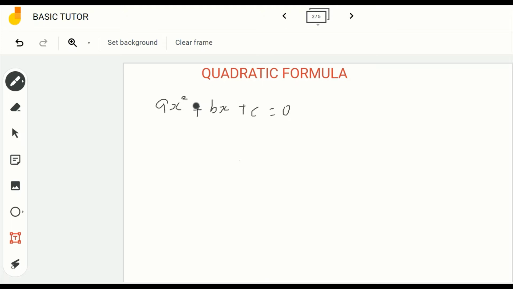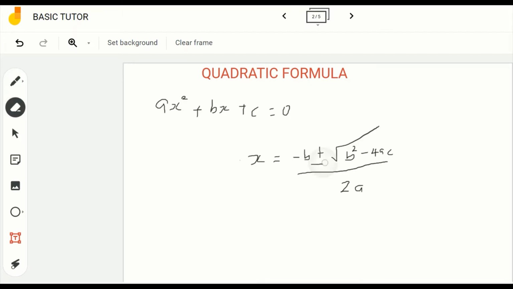And the quadratic formula is given as x is equal to minus b plus or minus the square root of b squared minus 4ac, over 2a. This is the quadratic formula.